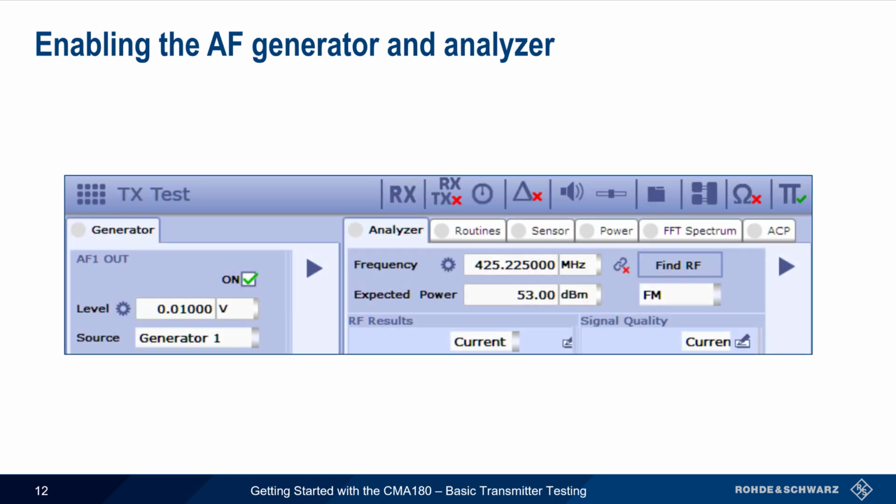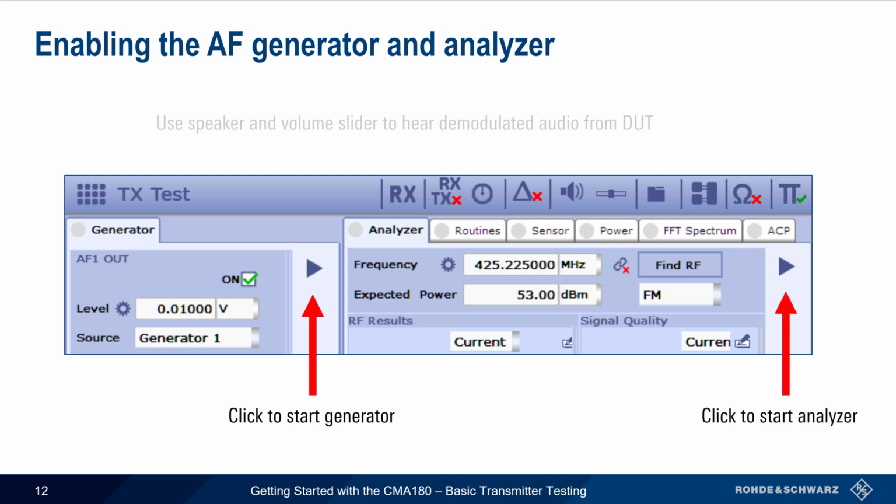We'll assume that we're using the same RF settings as before, that is, the same frequency, expected power, and modulation type. In this case, we simply need to start both the generator and the analyzer. At this point, if we enable the CMA's built-in speaker, we should hear the demodulated audio signal received from the radio under test, in this case a 1000 Hz tone.